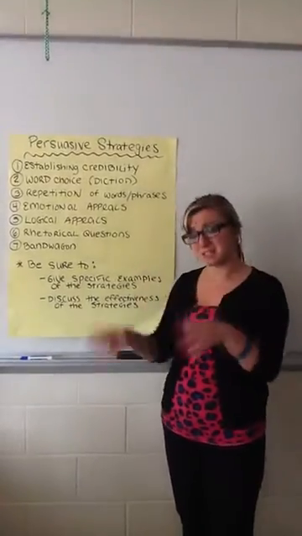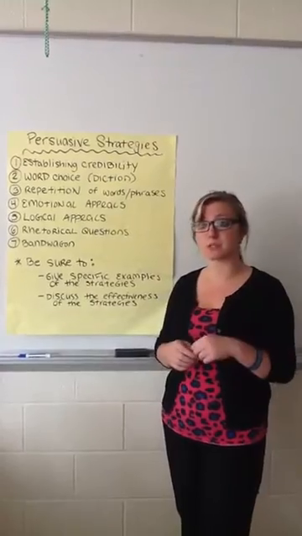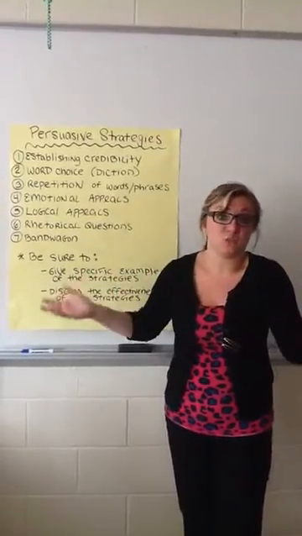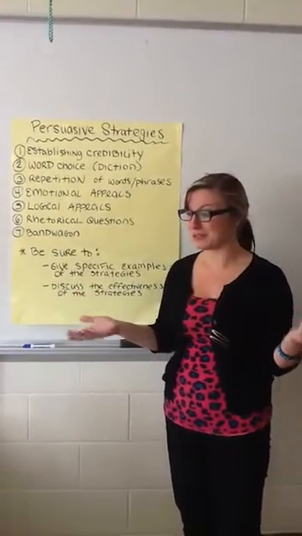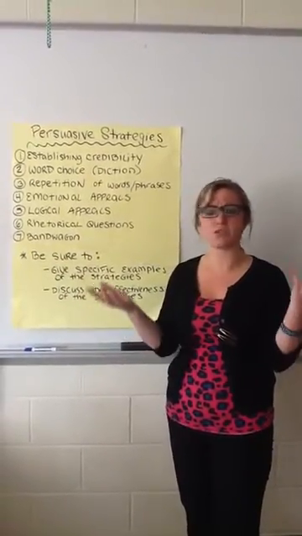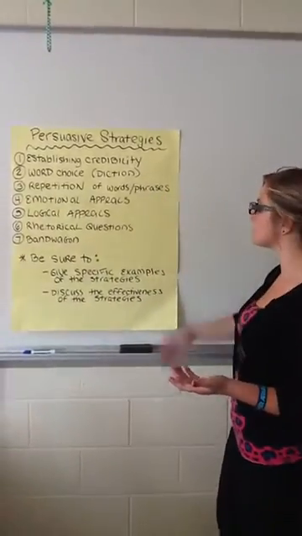Fifth strategy, logical appeals. Basically showing how things make sense. We'll go back to Brutus, the funeral speech that Brutus gave. If Caesar was alive, you would all be slaves. If Caesar's dead, you would all be free. So it just makes perfect sense. Why would you possibly want Caesar to be alive if you're going to be a slave? So how something makes sense.